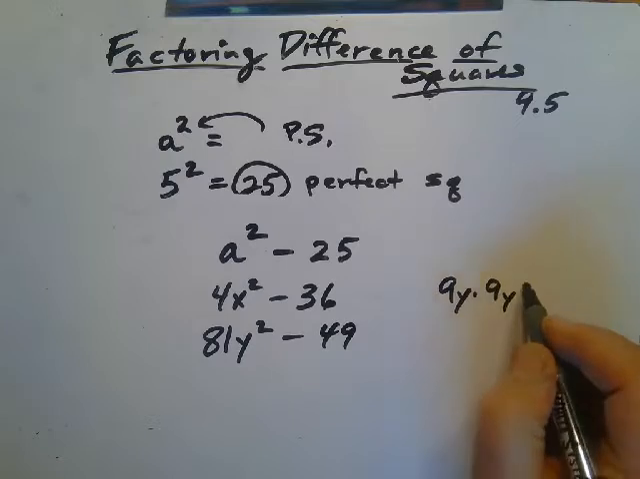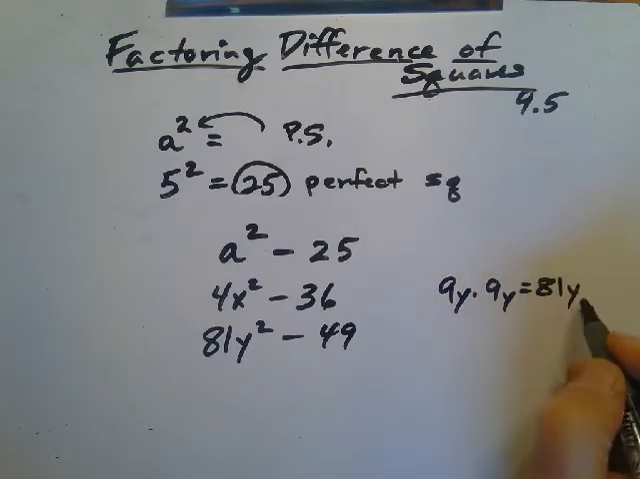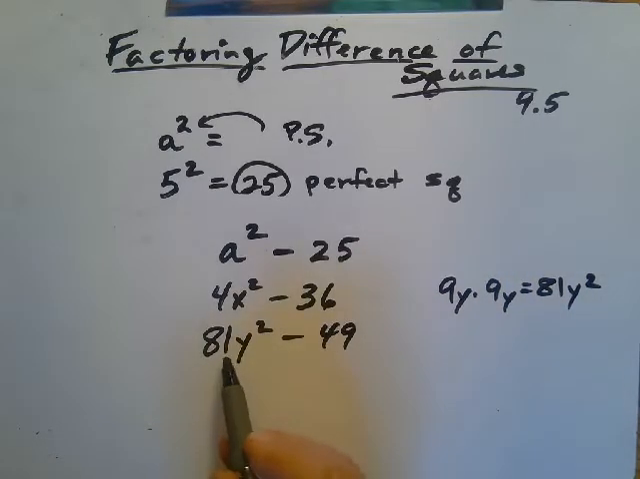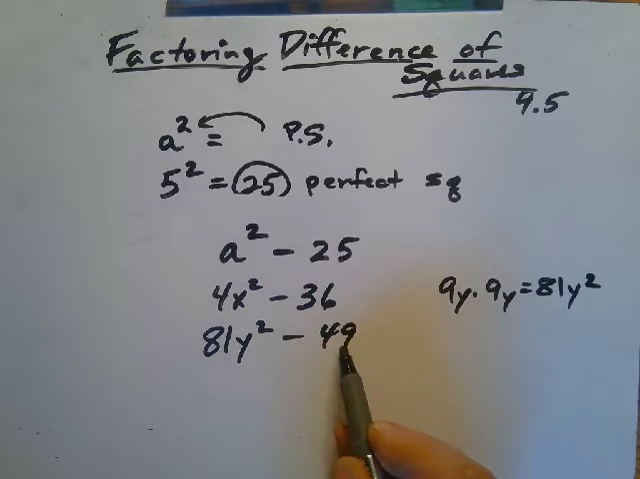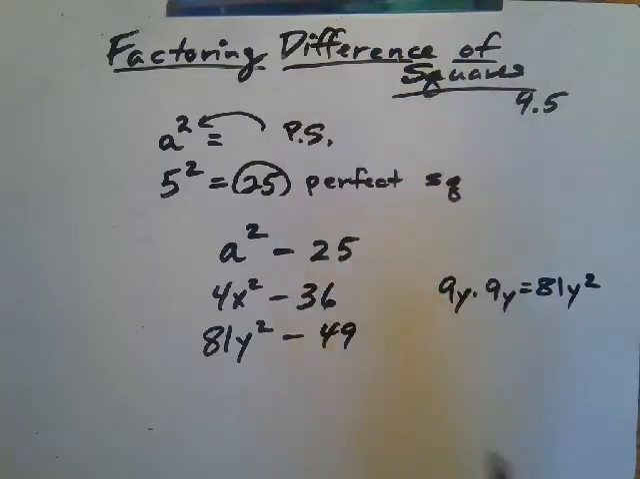9y times 9y is 81y squared. So this is a perfect square as well, and the square root of 49 is 7. So these are called perfect squares, and difference means we're subtracting one from the other.